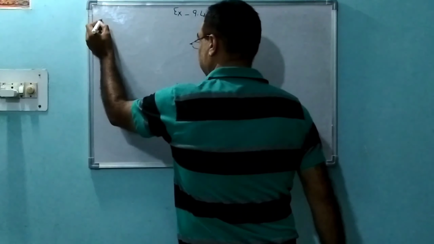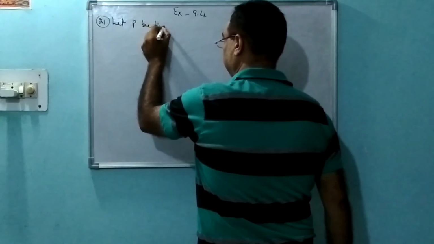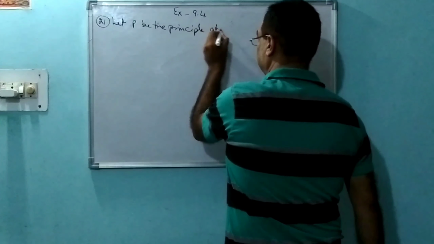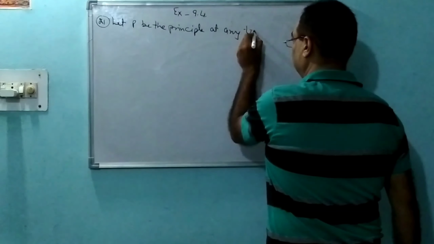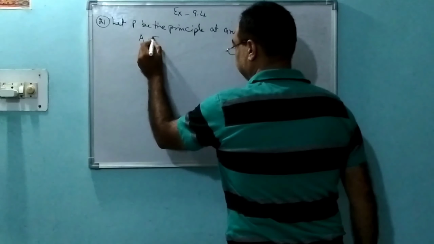He has given us, in a bank, principal increases continuously at the rate of 5% per year. An amount of rupees 1000 is deposited with the bank. How much will it be worth after 10 years? So we will assume here, question number 21, let P be the principal at any time t. According to the question, what is given?